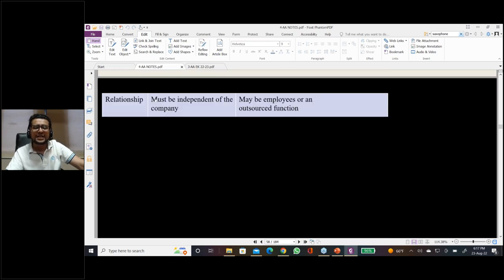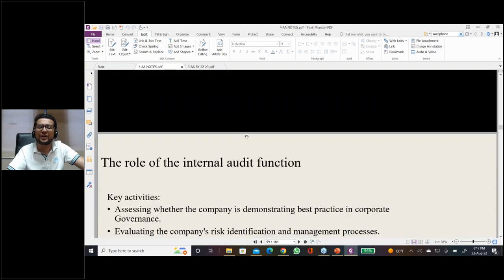Last but not least, the external auditor must be independent of the company. On the contrary, internal auditors may be employees of the company, but they could be independent as well if you have outsourced the function.